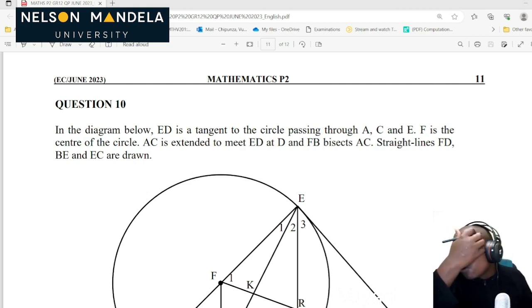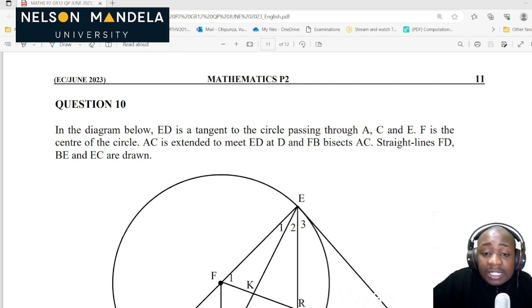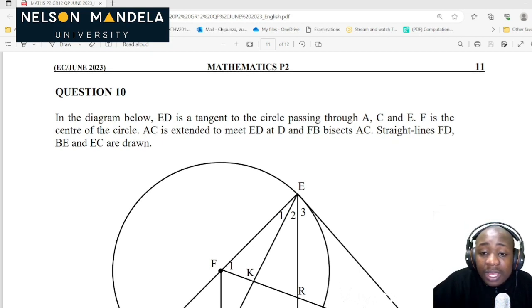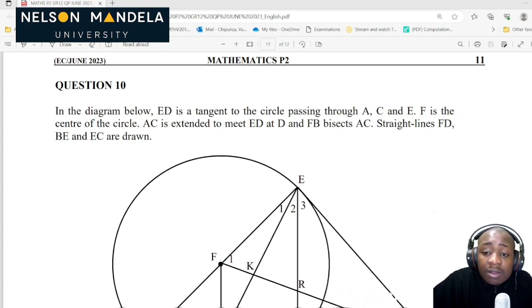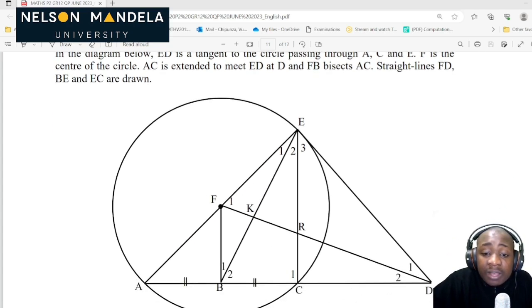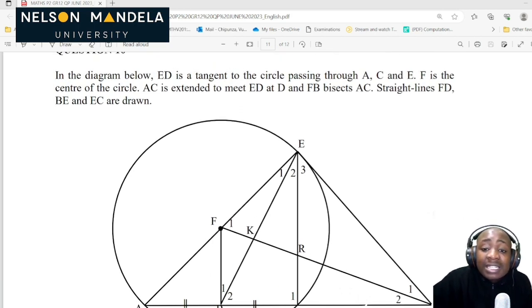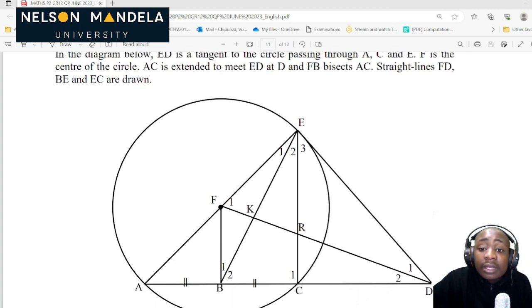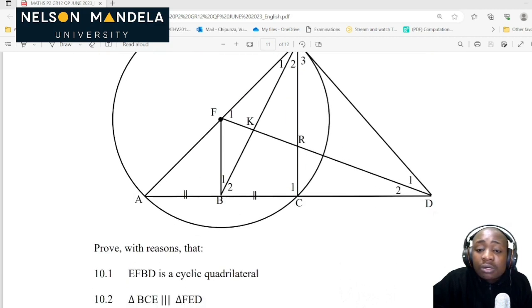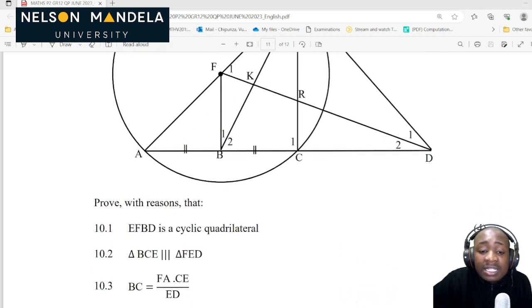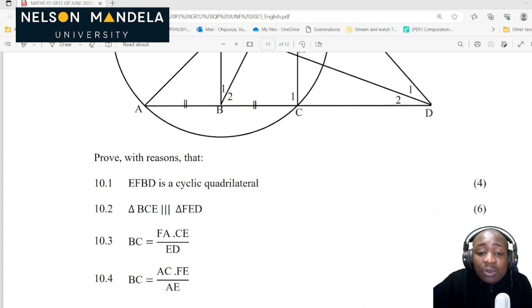In the diagram below, FED is the tangent to the circle passing through A, C, E, and F. F is the center of the circle. Where is F? There is F. We can actually see that EF will be equal to AF. Then AC is extended to meet ED at D, and FB bisects AC. Straight lines FD, BE, EC are drawn as well. Now prove with reason that EFBD is a cyclic quadrilateral.